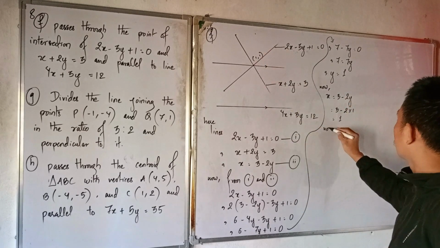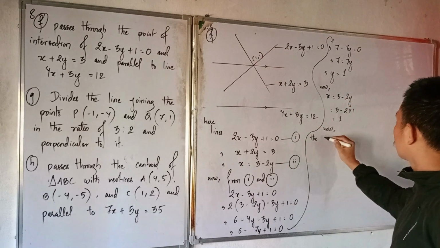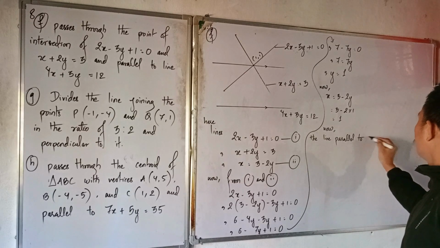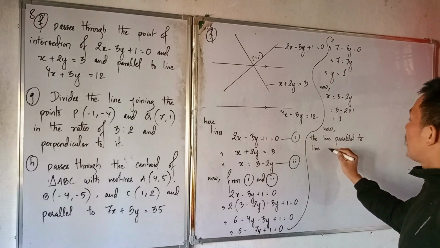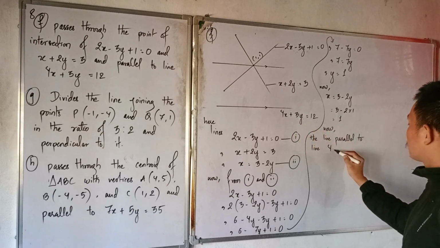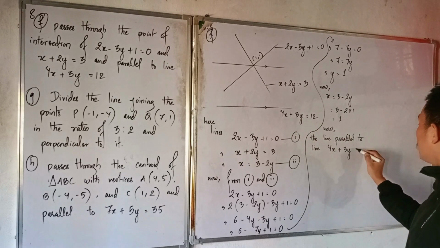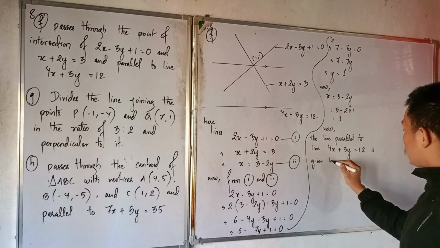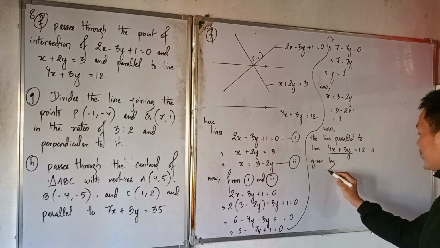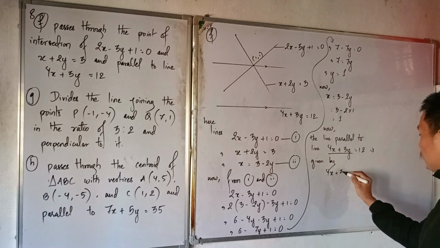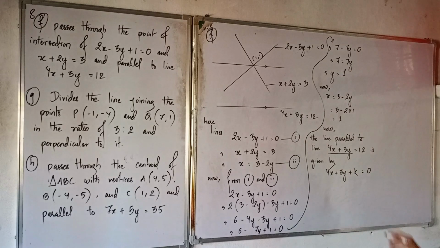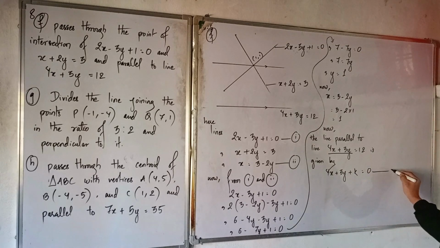Now the line parallel to the line, which line? This 4x plus 3y equals 12, is given by: this part will remain unchanged, 4x plus 3y, only the constant term gets changed. Suppose that constant is k. Let this be line 3.